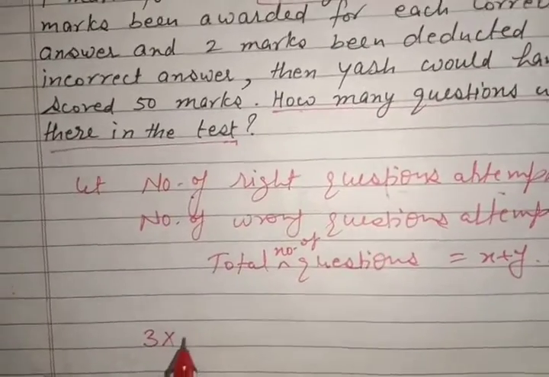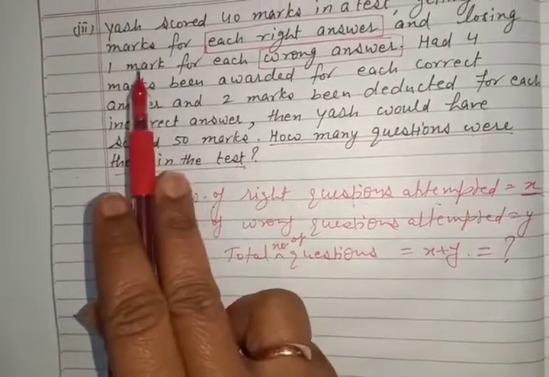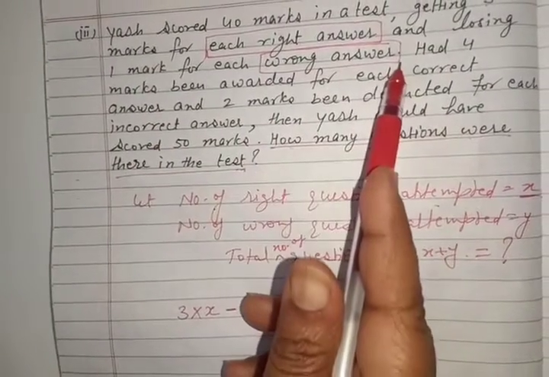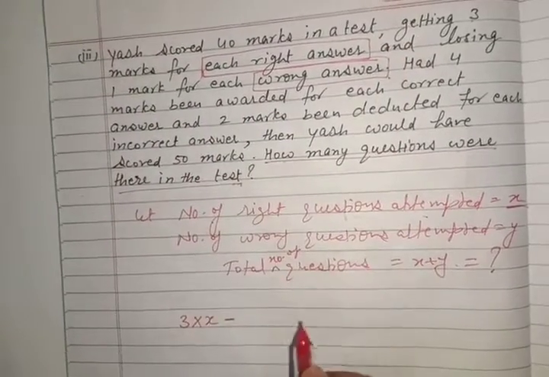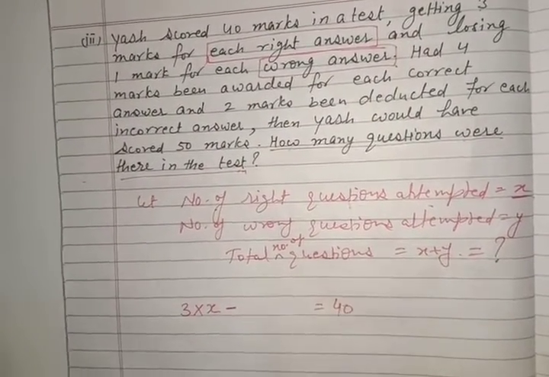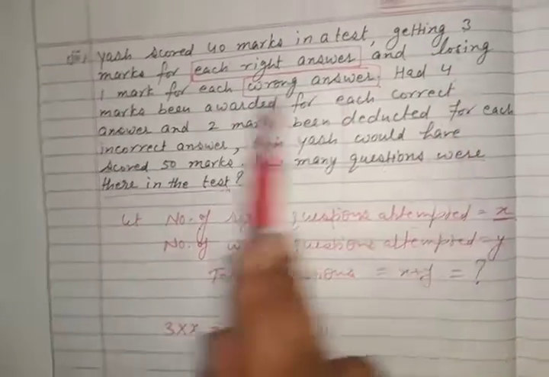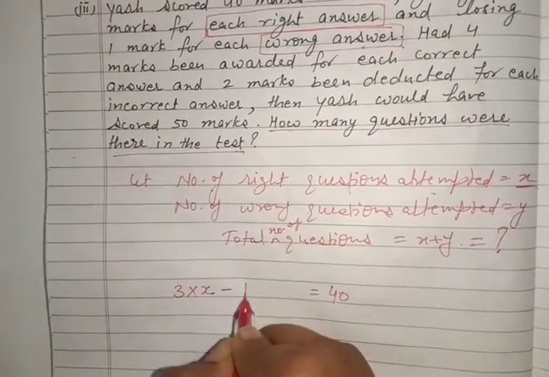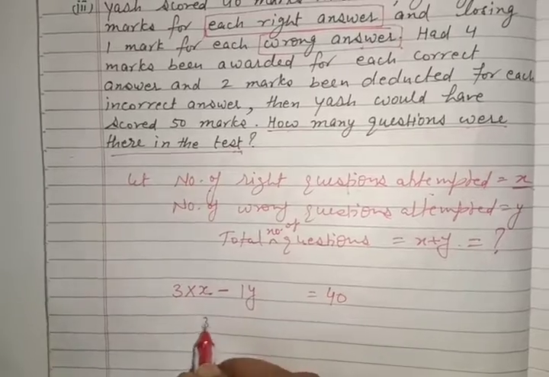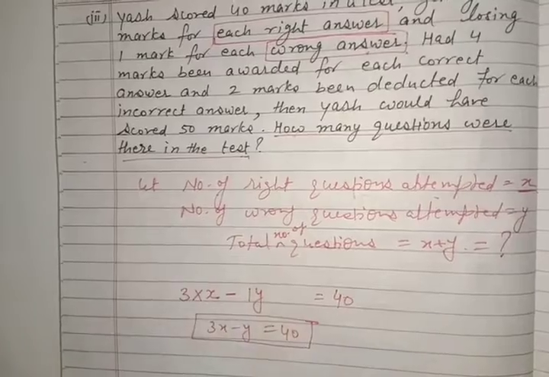So 3 into x. And losing, you know in exams, losing means minus 1 for each wrong answer. So Yash scored 40, he got 40 marks. He attempted 3 marks for correct answers and losing 1 mark for each wrong answer, and he attempted y wrong answers. So our final equation is 3x minus y is equals to 40. This is the score of Yash.